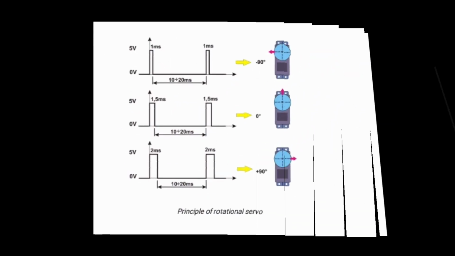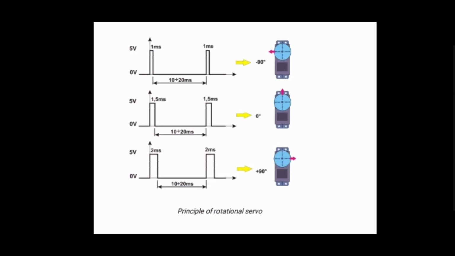You could see in this diagram, a pulse width of 1 millisecond makes the position of this rotational servo minus 90 degrees, 1.5 milliseconds makes it 0 degrees, and 2 milliseconds makes it a position of plus 90 degrees.